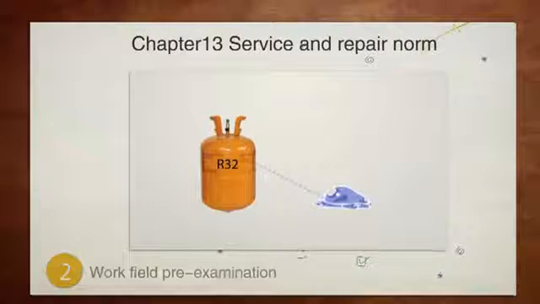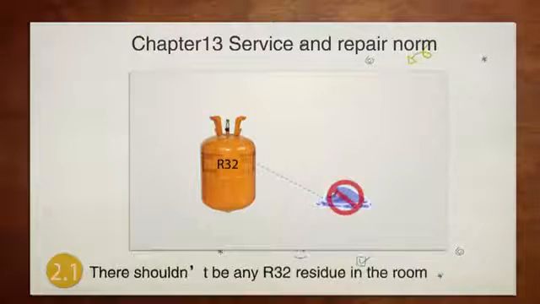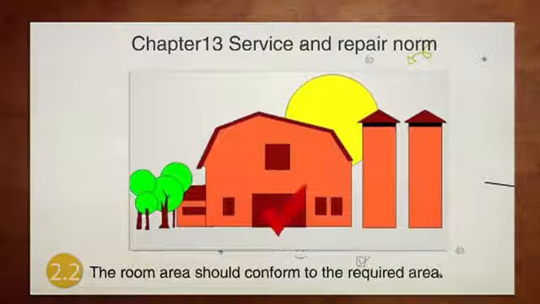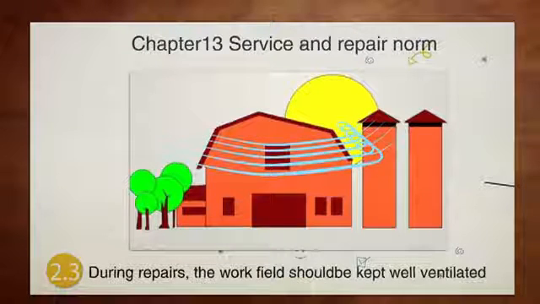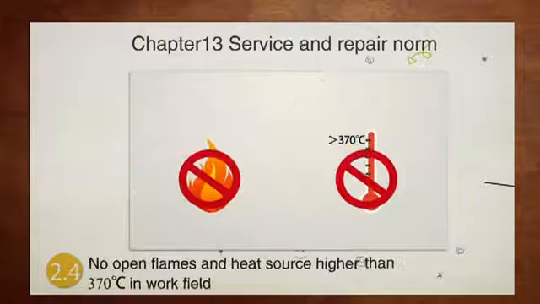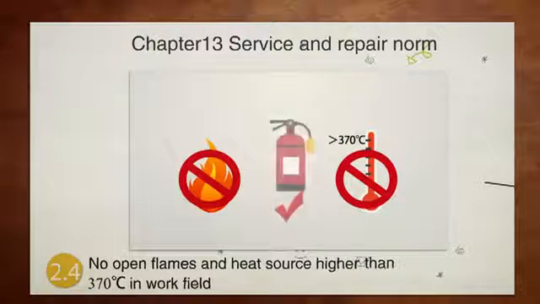Number 2. Work field pre-examination. There shouldn't be any R32 residue in the room. The room area should conform to the required area. During repairs, the work field should be kept well ventilated. No open flames or heat source higher than 370 degrees Celsius in work field.